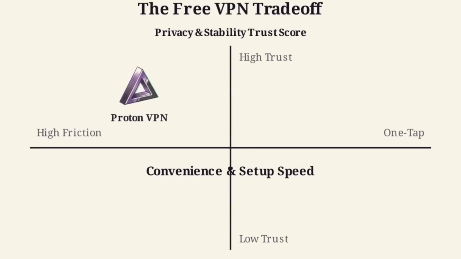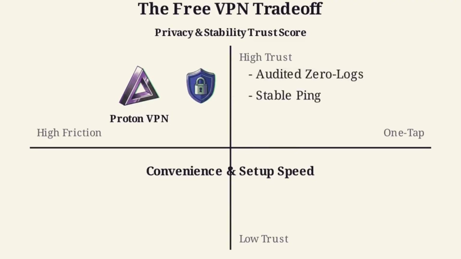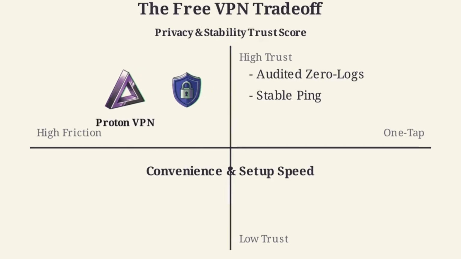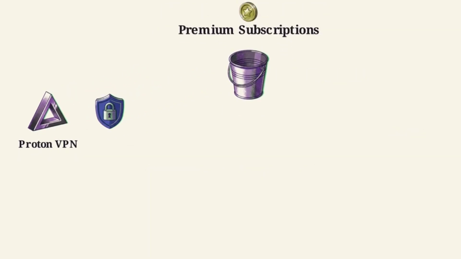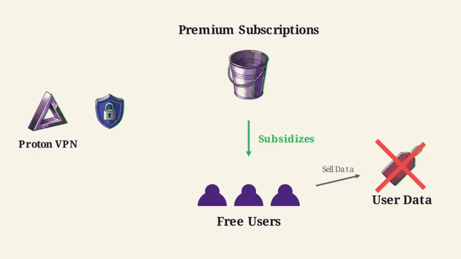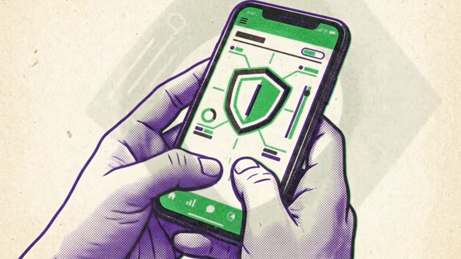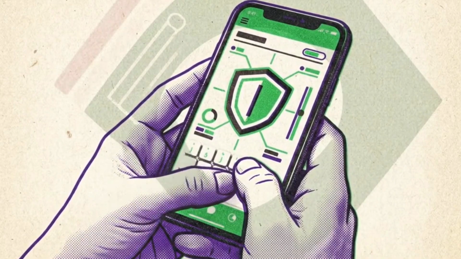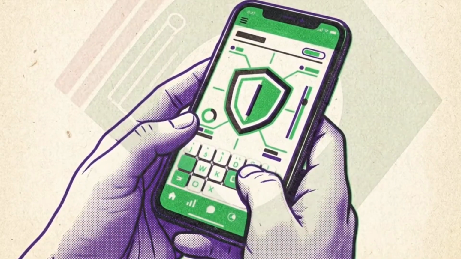Returning to the trade-off chart, Proton VPN sits in the top left quadrant, directly opposing generic apps. It trades setup speed for high-level security. Users who push through that setup access audited zero logs policies and stable ping for competitive play. The business logic is transparent. Premium paid subscriptions subsidize free users, removing the financial incentive to secretly sell data. Freemium models offer verifiable digital security, but they require you to invest a few extra minutes of patience before you can actually connect.